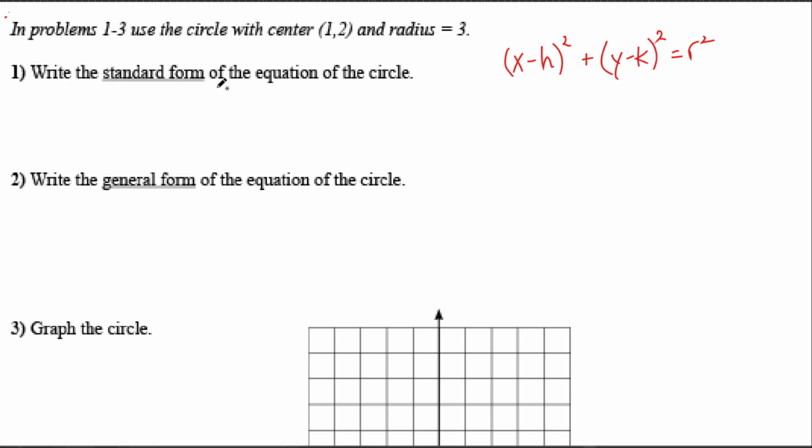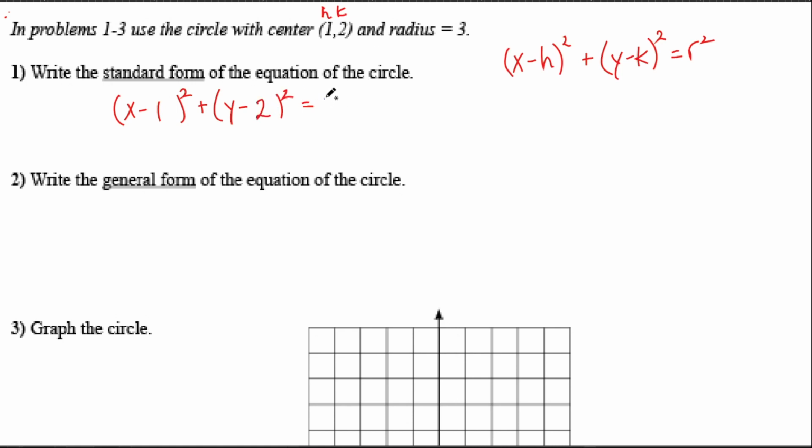All right, so now let's do the standard form. I'm going to write x minus, I'll put a blank, just writing out the shell of the equation right now, and then equals whatever r squared is. Okay, so x minus h. What's the h? Well, this is the h, and that's the k. All right, so x minus 1, y minus 2, and then it's 3 squared.